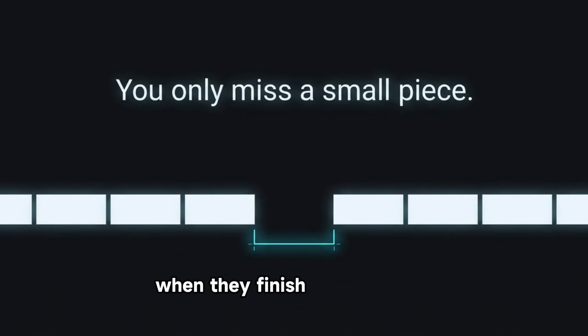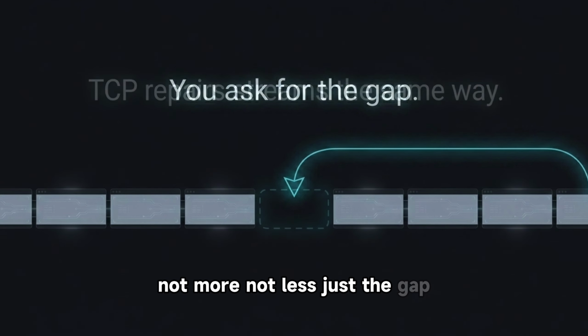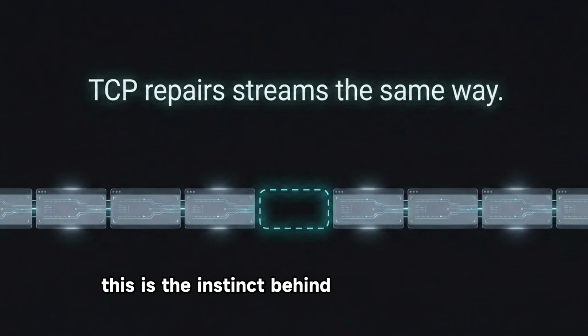When they finish, you don't say, "Could you repeat everything from the beginning?" You say, "Sorry, I lost you for a second. What was the part after you mentioned the second left turn?" You ask for exactly what you missed, not more, not less, just the gap. This is the instinct behind how TCP repairs a broken stream.